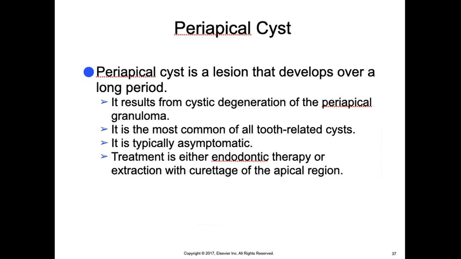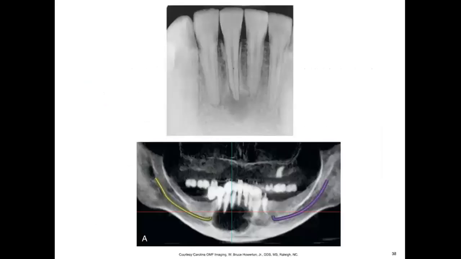A periapical cyst is a lesion that develops over a long period, usually results from cystic degeneration of the periapical granuloma. It is the most common of all tooth-related cysts and is typically asymptomatic, meaning there are no symptoms, and treatment is either endodontic therapy or extraction with curettage of the apical region. These periapical cysts are also known as radicular cysts.